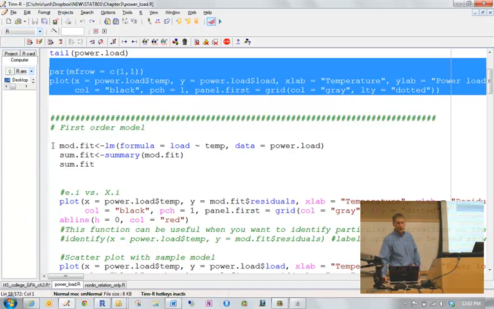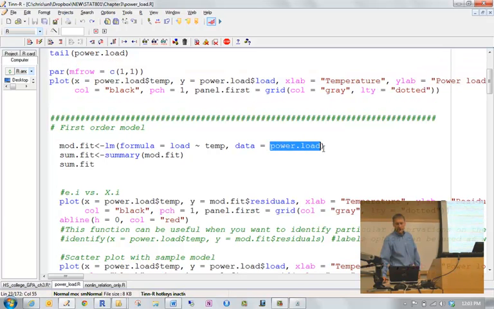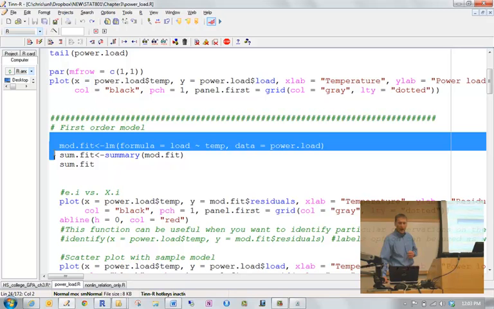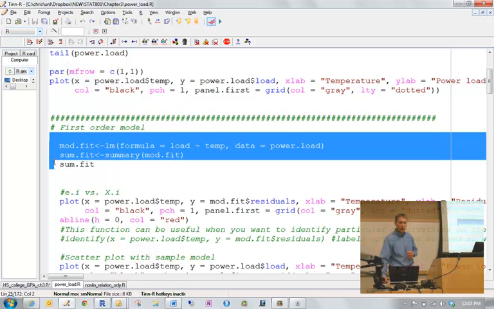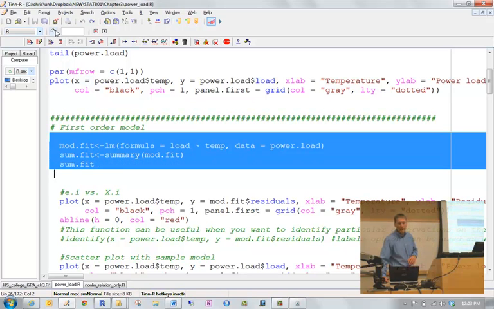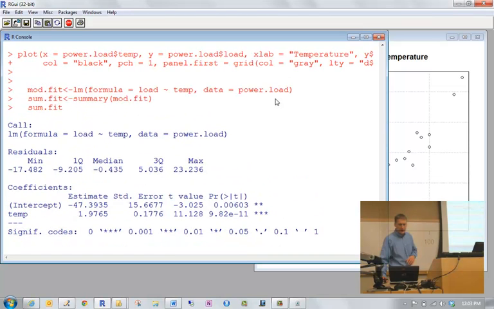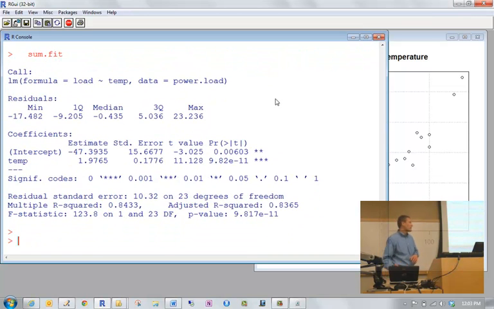Using stuff that we've learned before, I'm going to use the lm function. My data is in power.load. In the formula for my model, I have load as the response and temp as the predictor variable, and put the results into mod.fit. I'm then going to summarize mod.fit and save those results so I can do some stuff with them later, calling it sum.fit. And so there are the results from fitting my model.